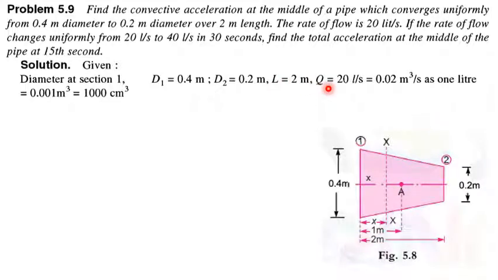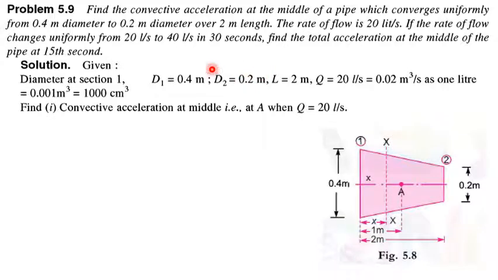Q, that is the rate of flow or the discharge, is given as 20 liters per second or 0.02 meter cube per second. This is obtained by multiplying 20 with 0.001 as 1 liter is 0.001 meter cube. So Q becomes 0.02 meter cube per second when you convert from liters to meter cube.